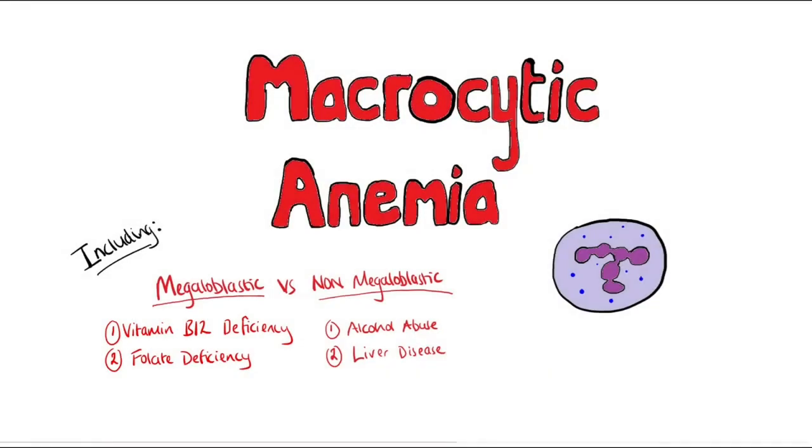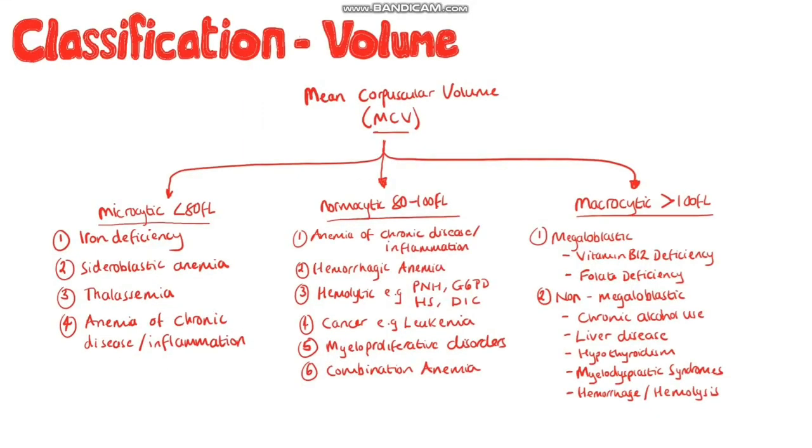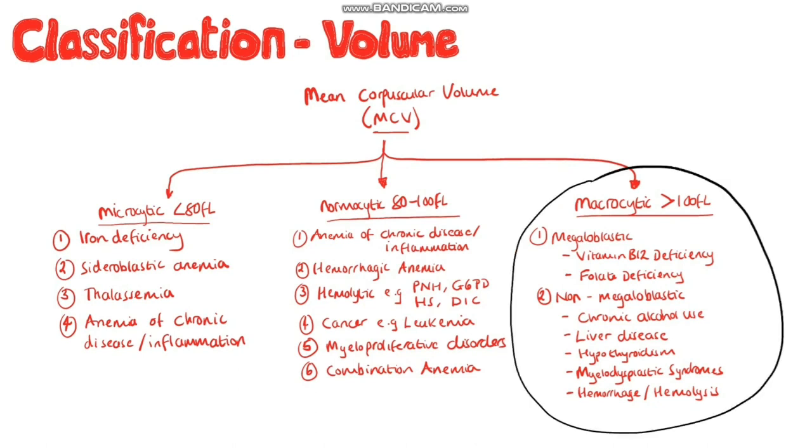Okay, macrocytic anemia. We know that anemia can be divided based on the mean corpuscular volume of the red blood cells, and in macrocytic anemia, that value is going to be above 100 femtoliters. Of course, we also have the definition of anemia itself, which is a hemoglobin value less than 12 grams per deciliter in females or less than 13.5 grams per deciliter in males.